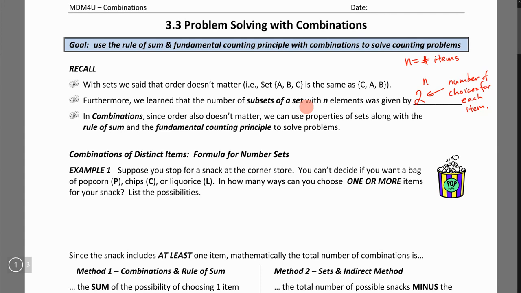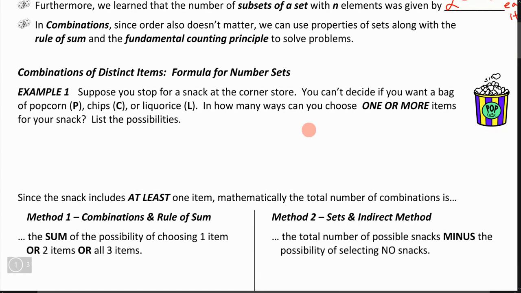And also in combination, since order also doesn't matter, we can use properties of sets along with the rule of sum and the fundamental counting principle to solve some problems. So let's look at an example. Example 1: suppose you stop for a snack at the corner store. You can't decide if you want a bag of popcorn, chips, or licorice. In how many ways can you choose one or more items for your snack?